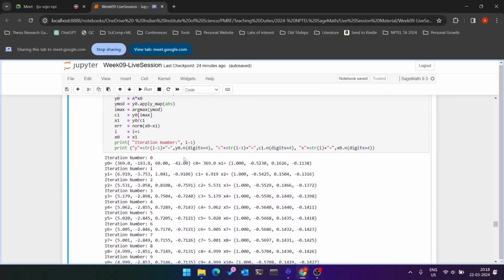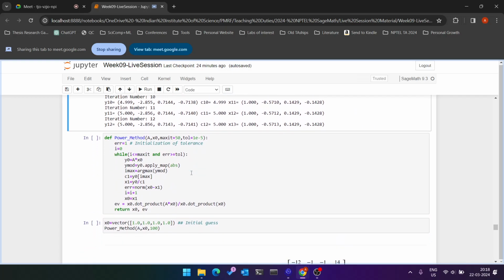Just summing this whole thing up into a compact function form, so that we can redo this process over and over again when required. Define the power method with the matrix A, initial guess x0, maximum number of iterations and tolerance. And once we find the final eigenvector, we return that final eigenvector as well as the eigenvalue as the Rayleigh coefficient of that eigenvector with respect to the matrix A, which is nothing but x transpose Ax upon x transpose x.